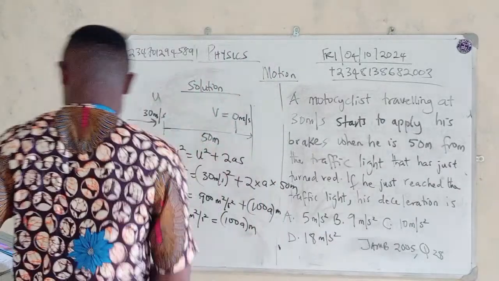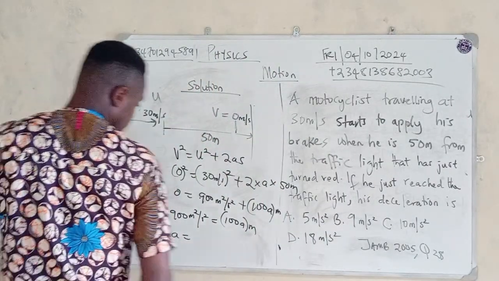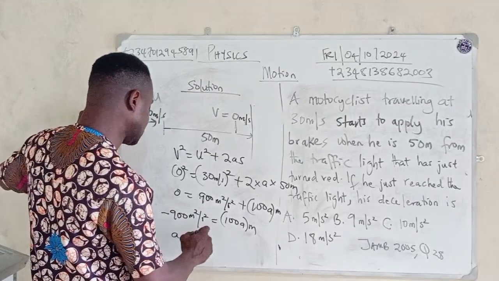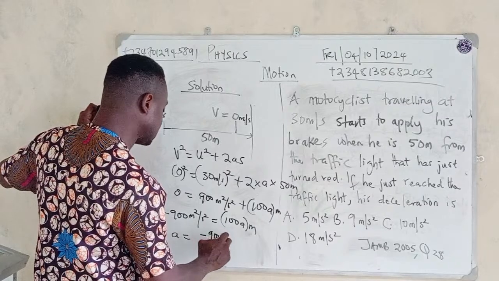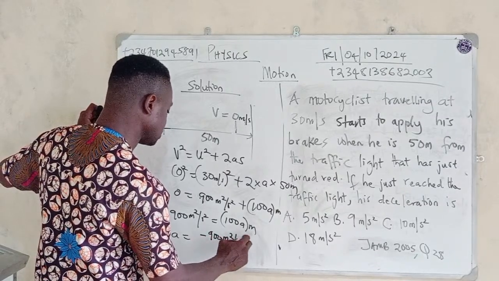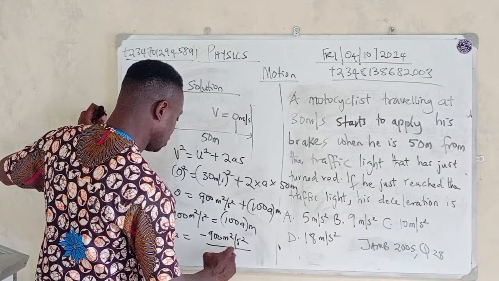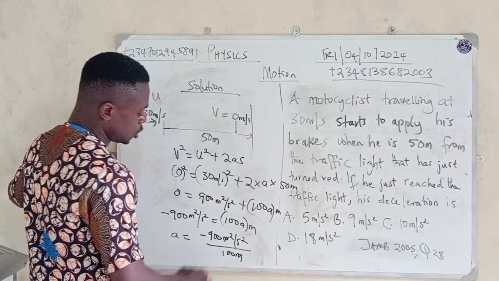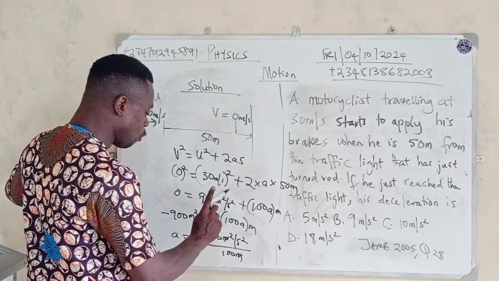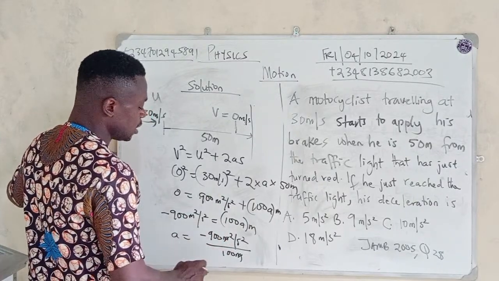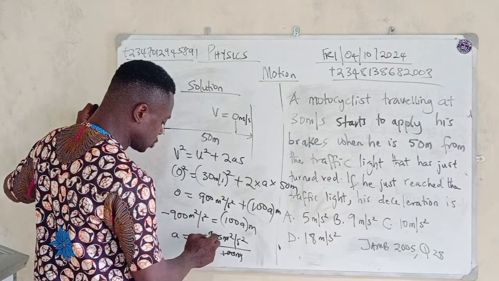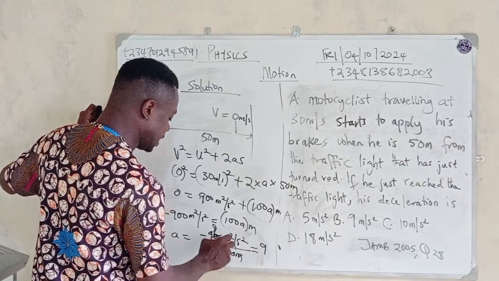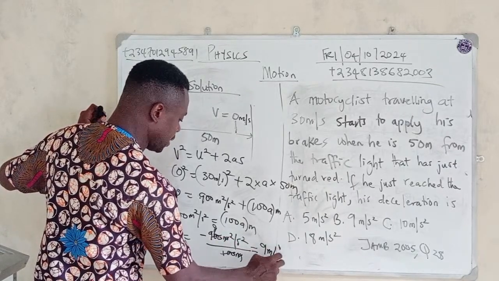Okay, so we make a the subject of the formula by dividing both sides by 100 meters. So we have that a is equal to minus 900 meters squared per second squared, all over 100 meters. Of course, this meter will cancel this meter, so we are left with 1 meter here. Now, 900 divided by 100 is 9. So what we are left with is 9, with meter per second squared.